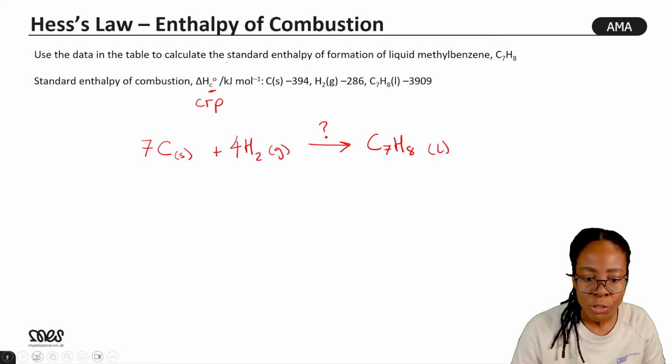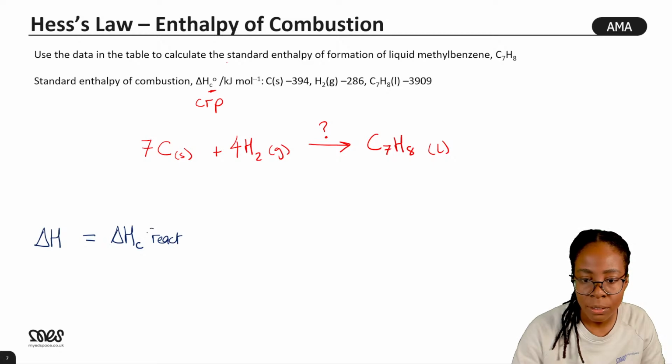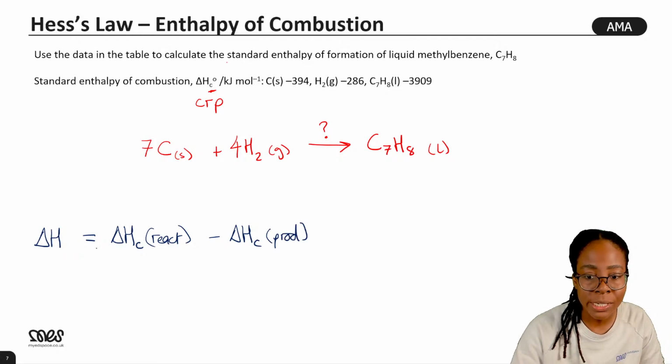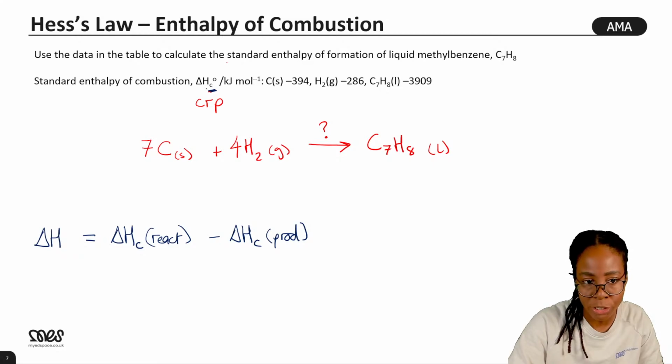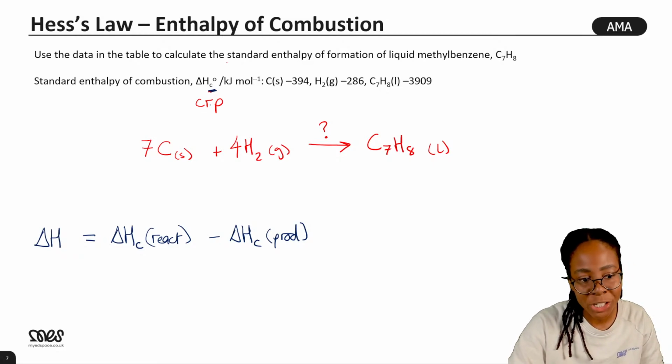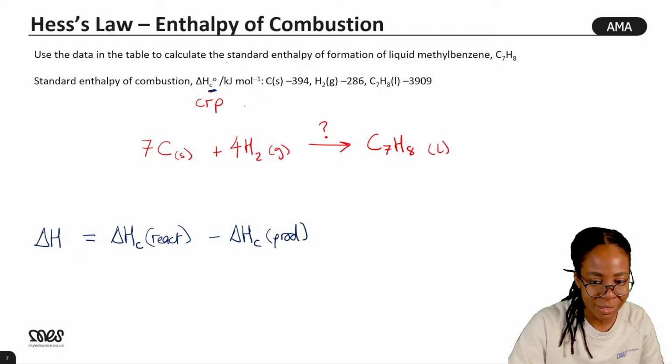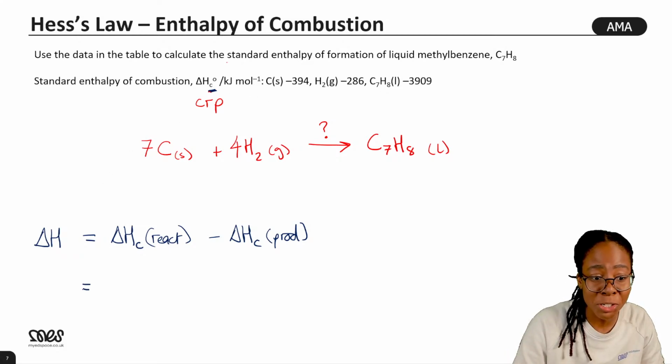Okay. So our enthalpy change, delta H, that we're trying to figure out is equal to the enthalpy change of combustion for our reactants minus the enthalpy change of combustion for our products. And we know that we're using this expression because they've given us combustion data in the question. If they give us combustion data, we use this approach. If they give us formation data, we do products minus reactants. Okay, so now we just substitute our values in.